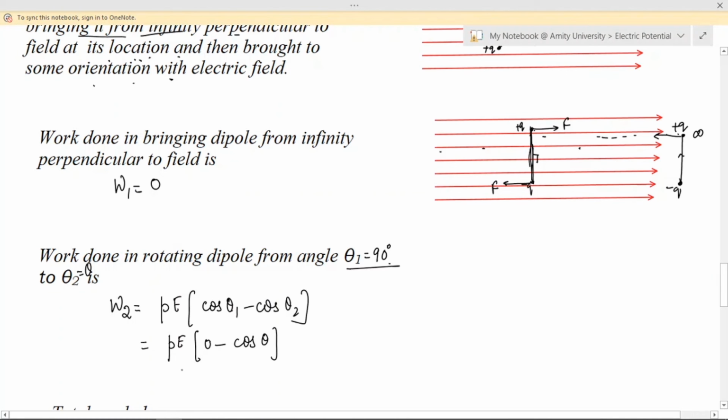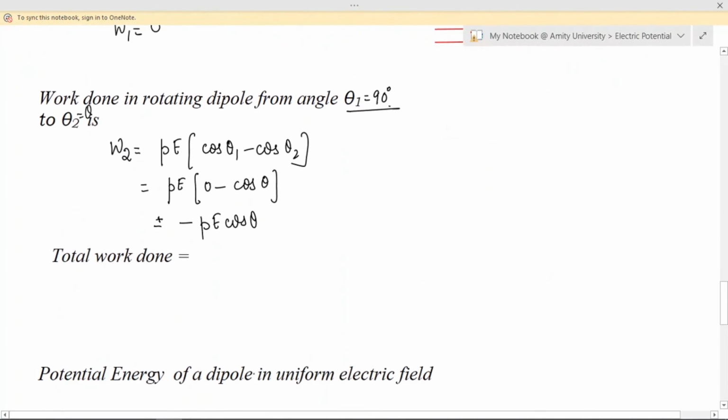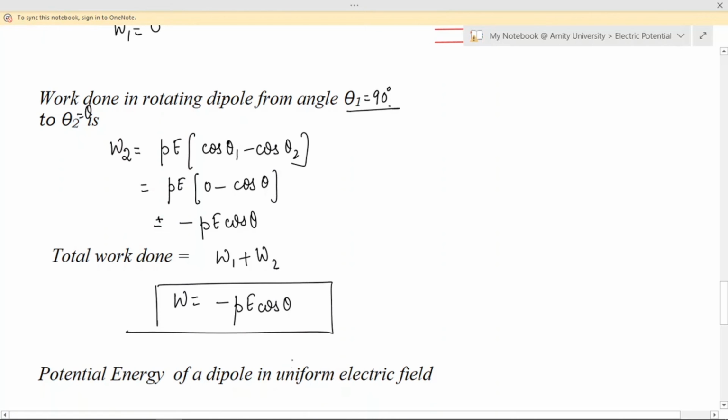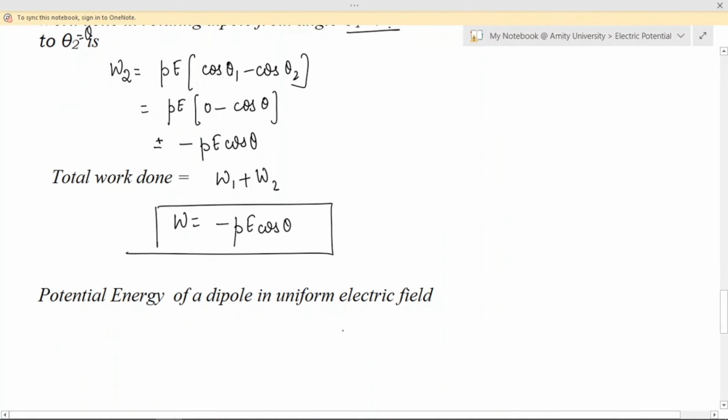So finally what do we get? We get it equal to minus PE cos theta. So that the total work done is W1 plus W2, which will be equal to minus PE cos theta. And this work done is equal to the potential energy of a dipole in this uniform electric field. So the potential energy of a dipole placed in a uniform electric field is expressed as minus PE cos theta.